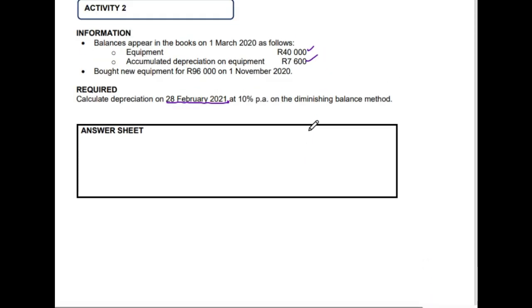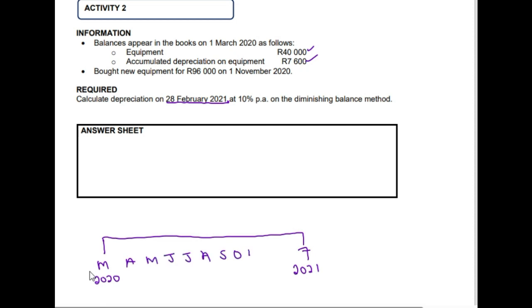Always, guys, do not forget to show your timeline. And then we have our timeline. The end of our financial year is February 2021, meaning the beginning of our financial year would be March 2020. It's March, April, May, June, July, August, September, October, November, December, as well as January. And our financial year is a 12-month period. Now we can fill up our financial year. Always fill up your financial year.